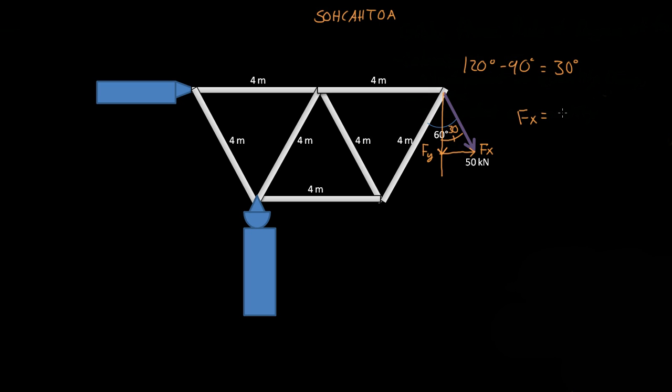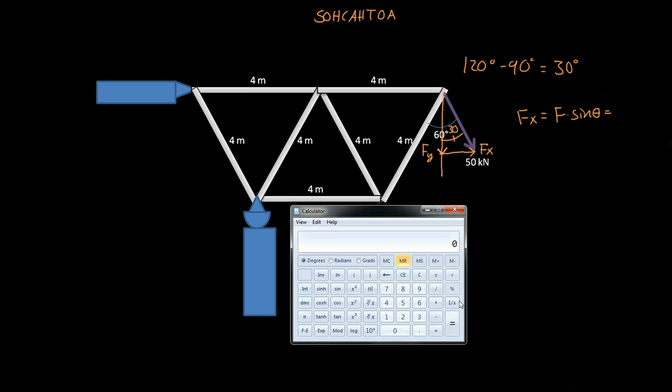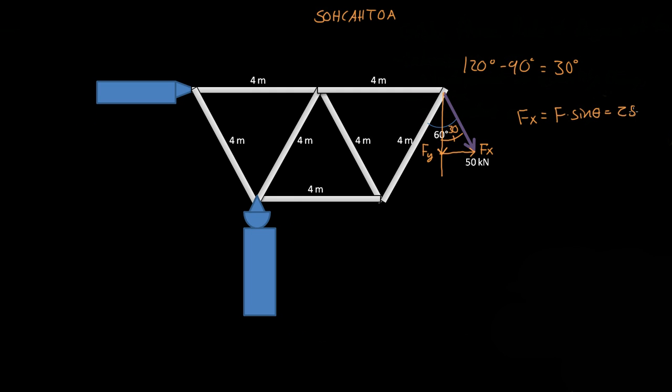So Fx is the opposite, so Fx is equal to the force times the sine of the angle. Pull out a calculator. That is the sine of 30 degrees times 50, which should just be 25. So that is equal to 25 kilonewtons.